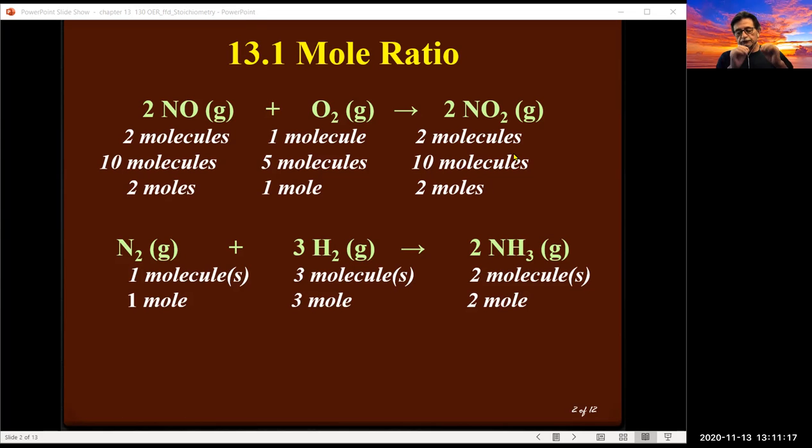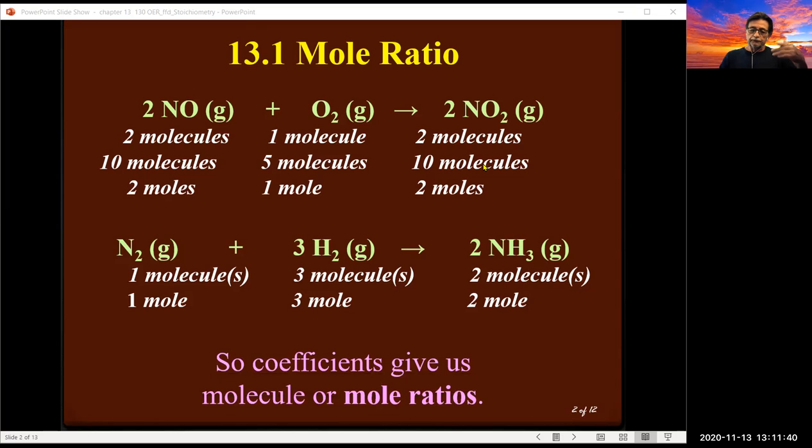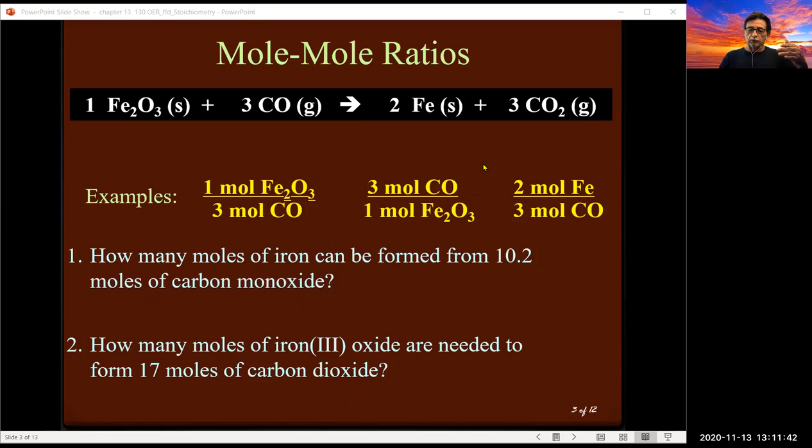Now, those ratios, those coefficients are very important. So we have to make sure we balance the chemical reaction correctly, because we're going to utilize that mole ratio when doing calculations involving chemical reactions. Okay, so those numbers are what we call mole ratios.